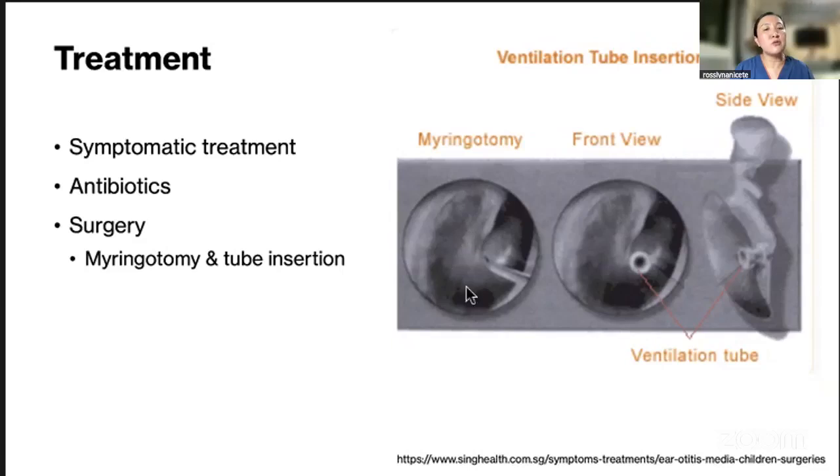So as shown in this photo, we need to make a cut into the eardrum. So we suck out the fluid and put a grommet tube in. So this will keep the middle ear ventilated.